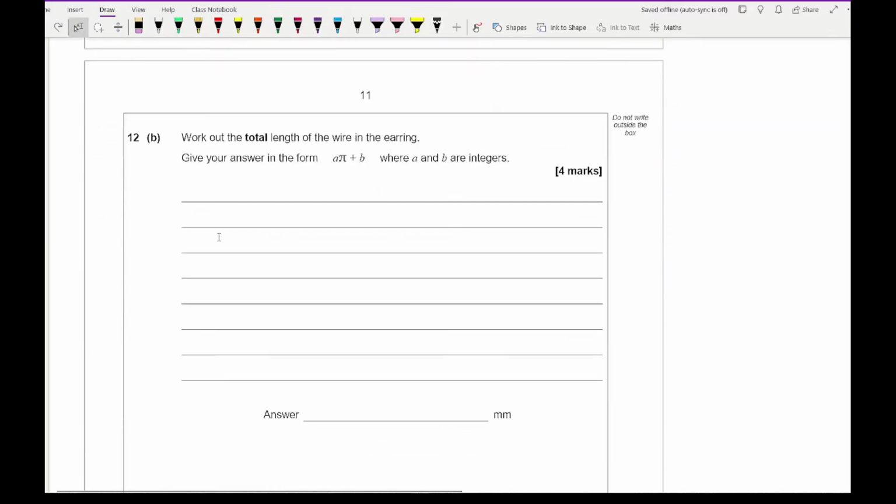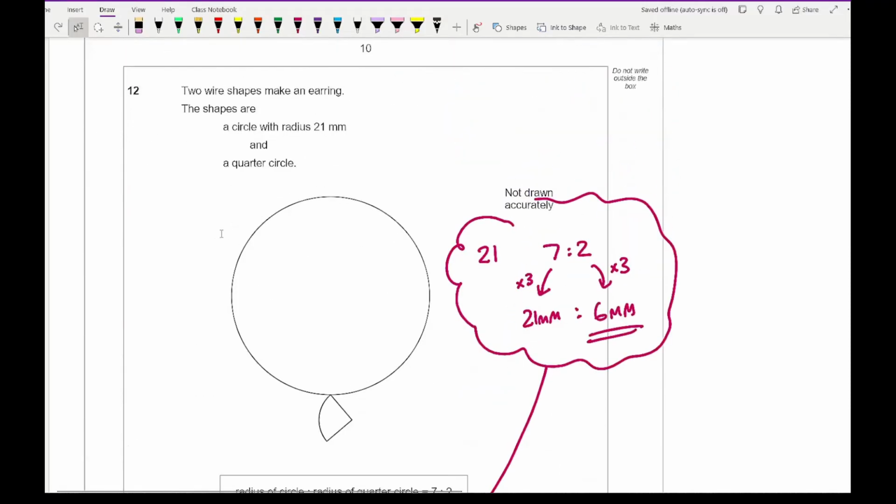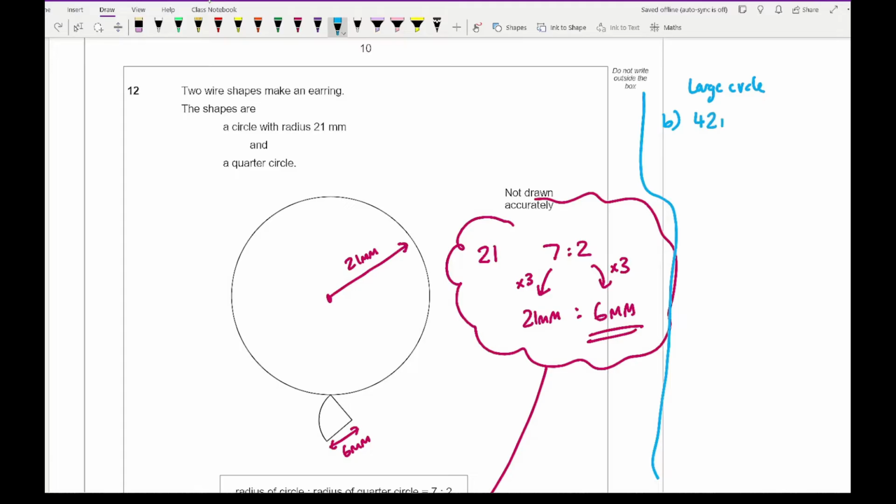Next question then says that the total length of the wire of the earring, work out the length of the wire of the earring. So working this out then. So we know that this length here is 21 millimeters, and we know that this length here is 6 millimeters. Now all I'm going to do for B is I'm actually going to do this over here. Let me just divide this up just because you can see in terms of working with the diagram. So in terms of the large circle, well that's simply going to be 42 pi.